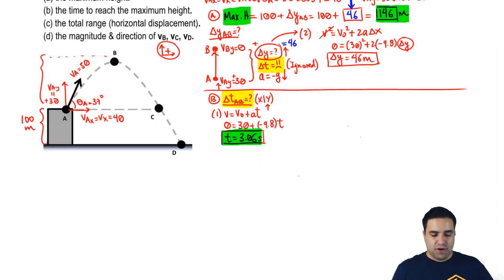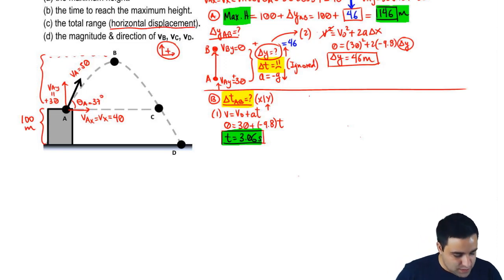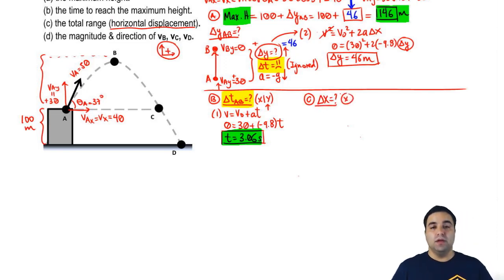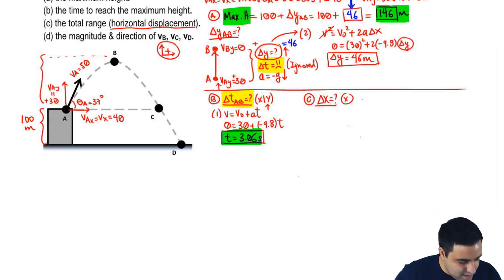All right. So part C asks for the total range. Another term for that is horizontal displacement. That's just your delta x. So let me do this over here. I'm looking for delta x. Obviously, delta x is an x-axis variable. And the good thing about the x-axis, again, is there's only one equation. So let's write that. It says delta x equals vx t.